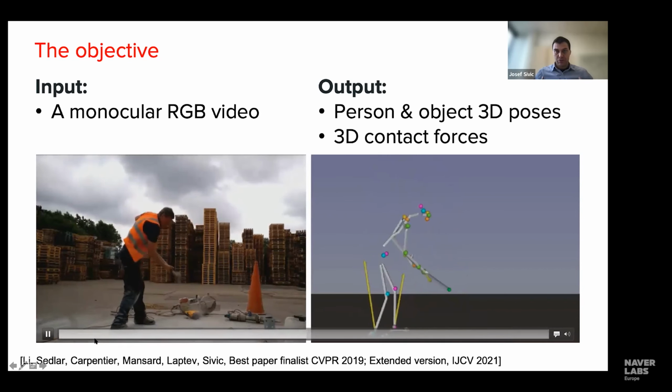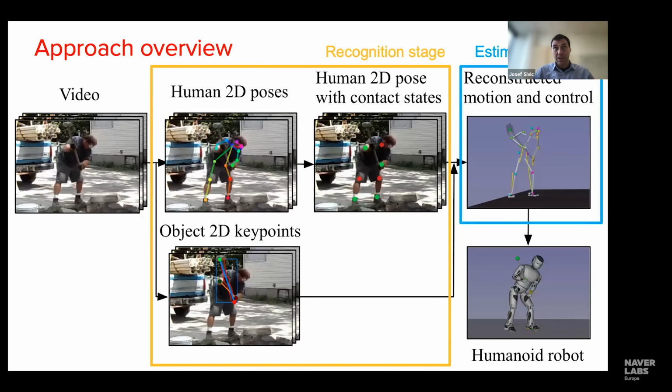This is the goal here, and we formulated it as a two-stage process. The first stage, which we call a recognition stage, is where we measure 2D information from the image, like the skeleton or the position of the object in the image, together with the contacts, which was an important component, like which joints are in contact with the ground or the tool, which then simplifies the following estimation stage. And then in the estimation stage, we estimate the actual trajectory of the person and the tool in 3D.